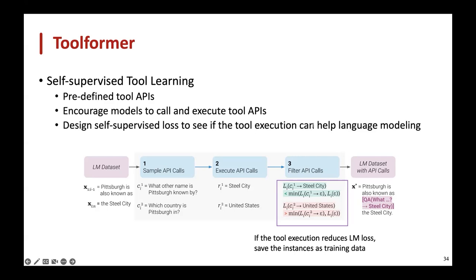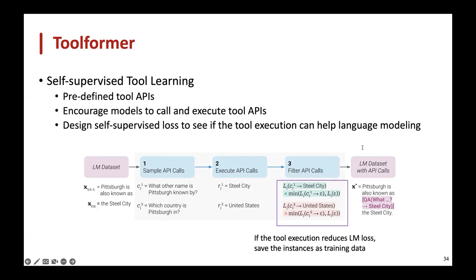And then it explored the use of several simple tools: a QA system, a calculator, a machine translation system, Wikipedia search tools, and calendars. They further demonstrate that with a few demonstrations, the foundation model can teach itself how to utilize a tool in a reinforcement learning manner. These auto-generated examples in the form of API calls are further filtered to reduce noise.